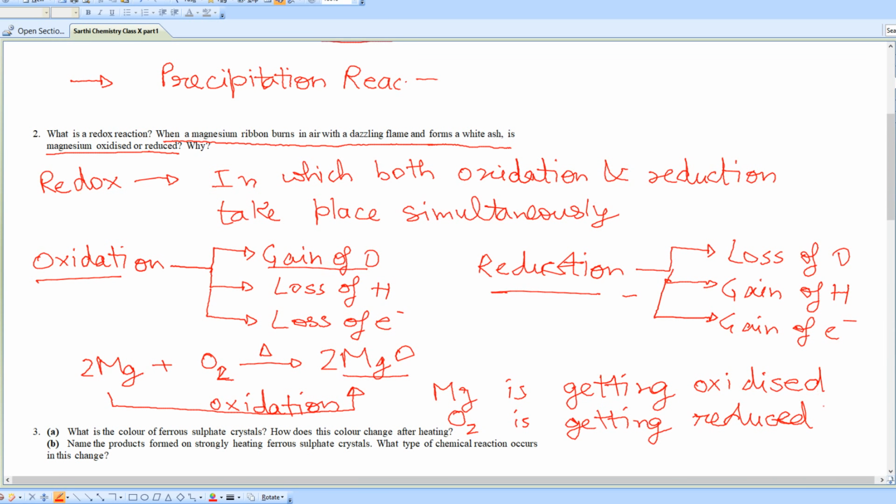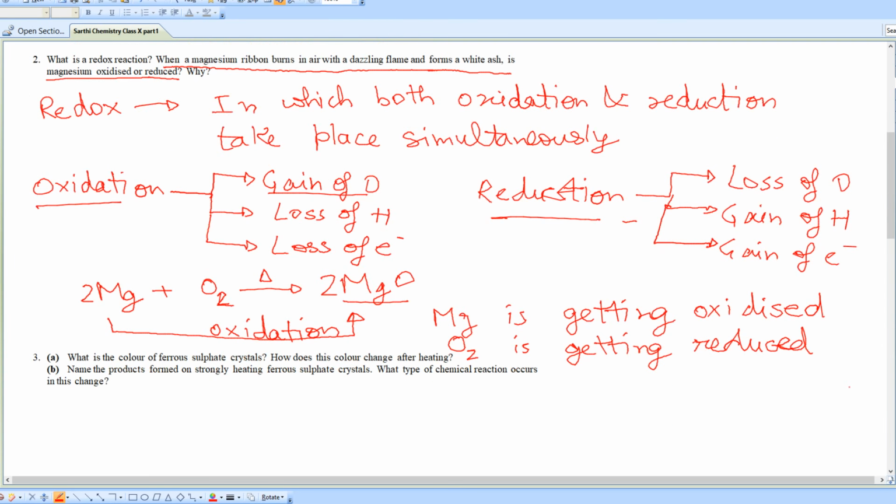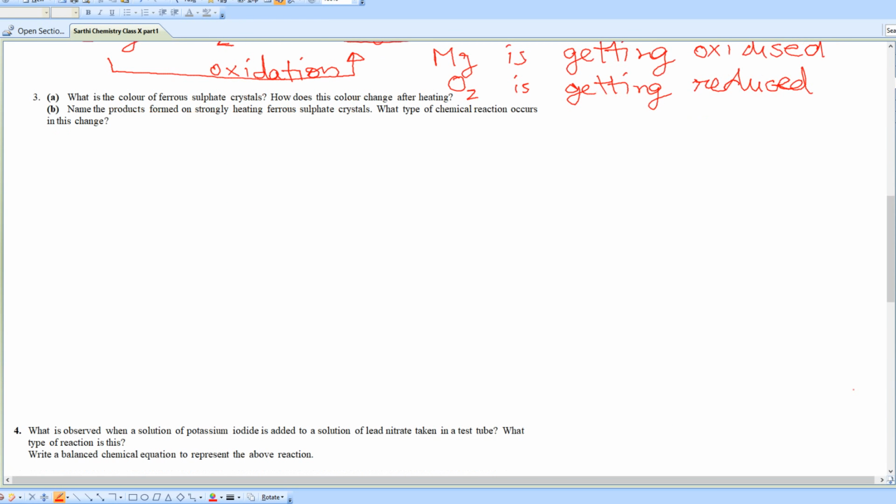You have to know just these things: what is a redox reaction, what is oxidation and reduction, and in a reaction how do we identify which one is getting oxidized and which one is getting reduced. Now let's move on to next question. What is the color of ferrous sulfate crystals and how does this color change after heating? Now let's see what is ferrous sulfate crystal.